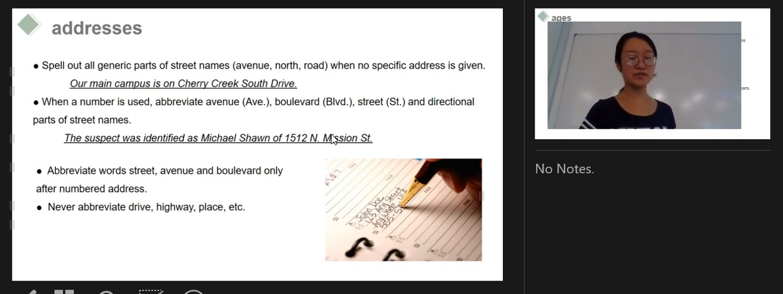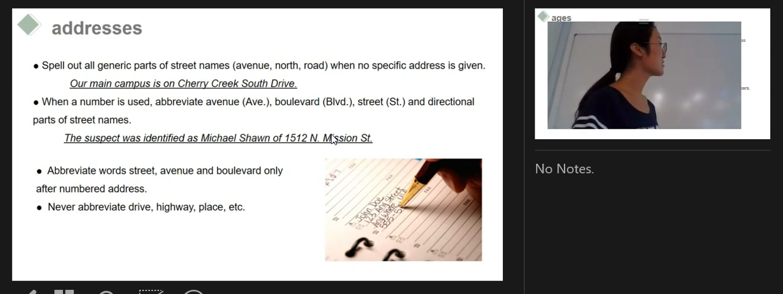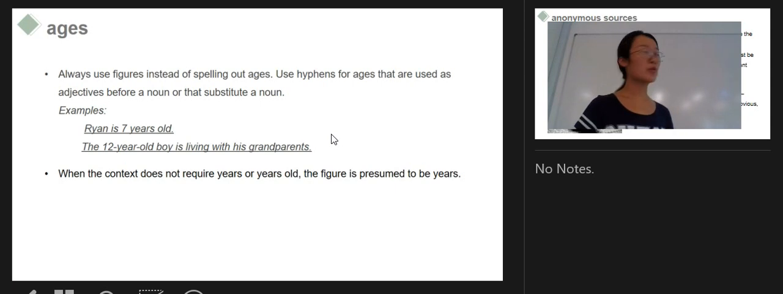And spell out generic parts of street names when no specific address is given. When a number is used, abbreviate avenue, boulevard, street, and directional parts of the street name. Abbreviate street, avenue, and boulevard only after a number address. Fourth, never abbreviate drive, highway, place. We always use figures instead of spelling out ages. We use hyphens for ages that are used as adjectives before a noun or that substitute for a noun. For example, Ren is 7 years old, and the 20-year-old boy is living with his grandparents. And we need to pay attention that when the context does not require years or years old, the figure is presumed to be years.